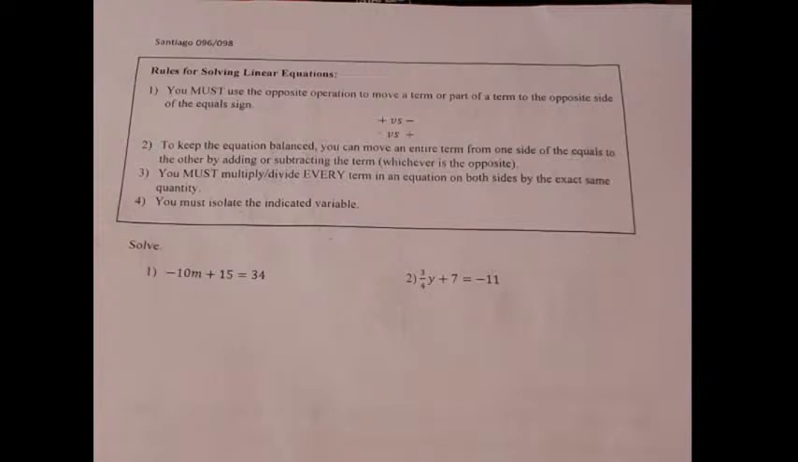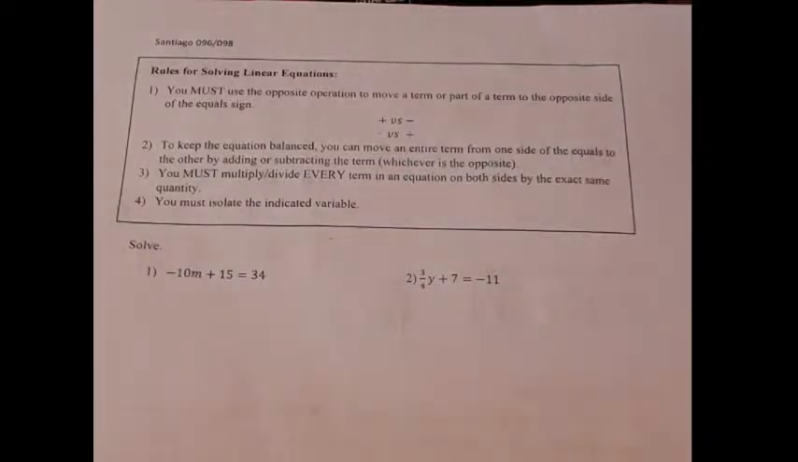Rule number 2. To keep the equation balanced, you can move an entire term from one side of the equals to the other by adding or subtracting the term, whichever is the opposite. So if on the left-hand side you're adding a 5, you can subtract that from both sides to move it to the right. Okay, you'll see this.